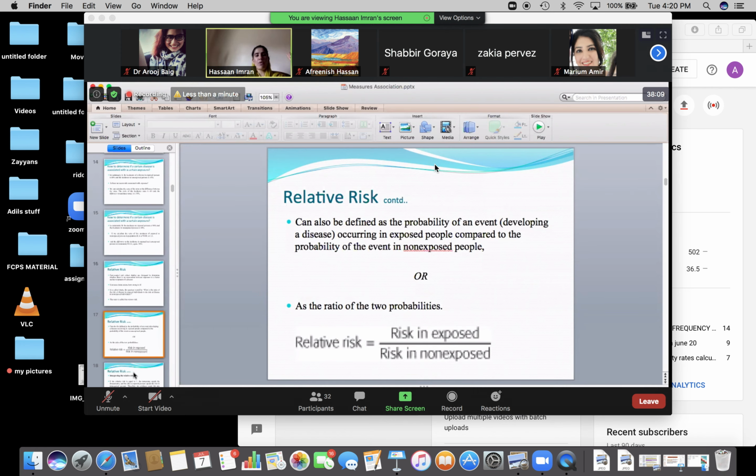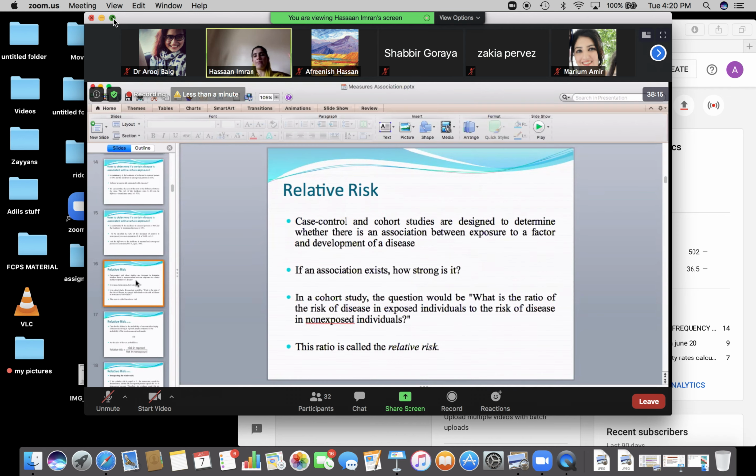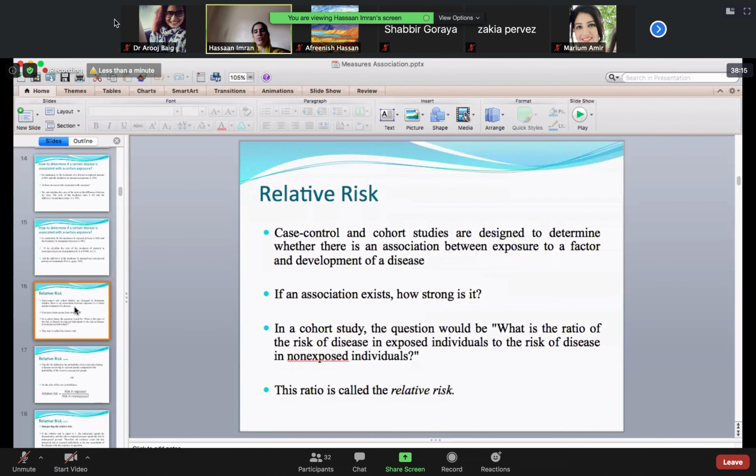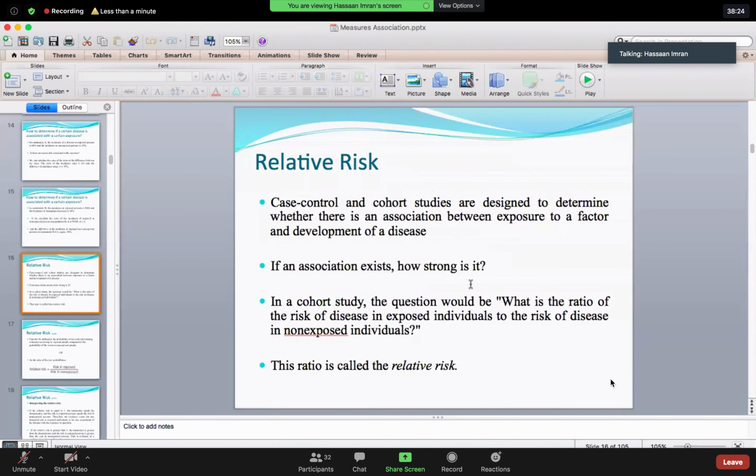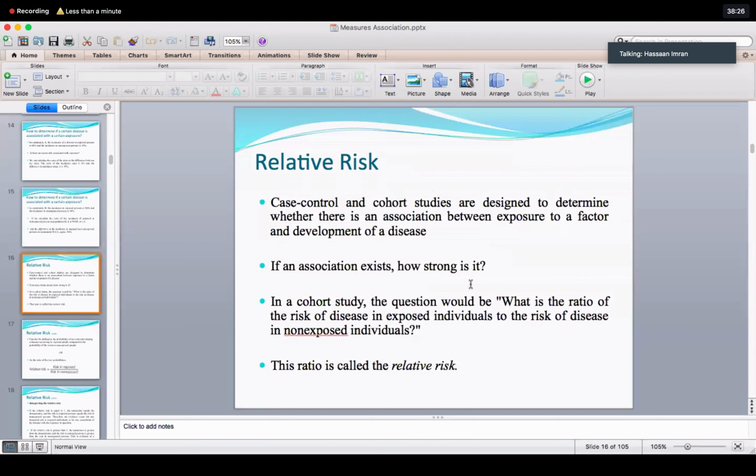We will see how we interpret this. And before that, this is a very important line, that if there is an association, how strong is it? Because the strength also tells you about the direction of association. Remember, two things we get to know from a ratio measure: the strength of the association and the direction of the association. How strong is the association, and whether that association is a positive association or a negative association.